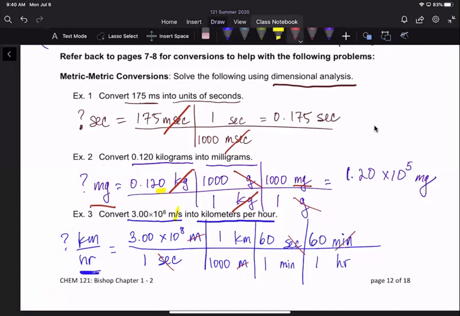I'll go ahead and show my units canceling here. I'm left with kilometers on top, hours on the bottom. And then I'm going to put that into my calculator. The way I like to do this in the calculator is to just go in order. So I will do 3.00 times 10 to the 8th using the exponent button. And I'm going to divide by 1,000. And then I'm going to multiply by 60 and multiply by 60, and then I hit the equals button.